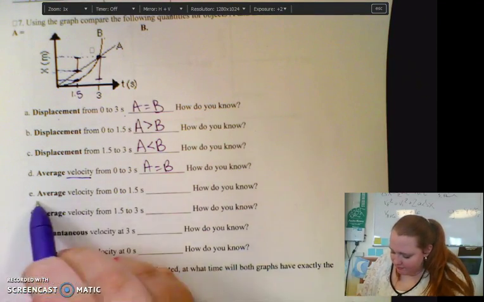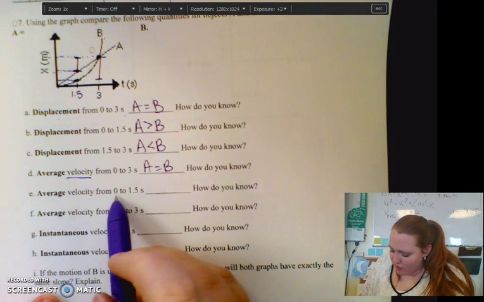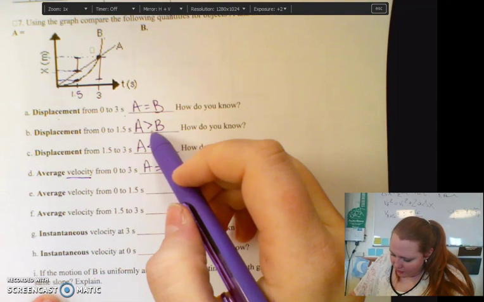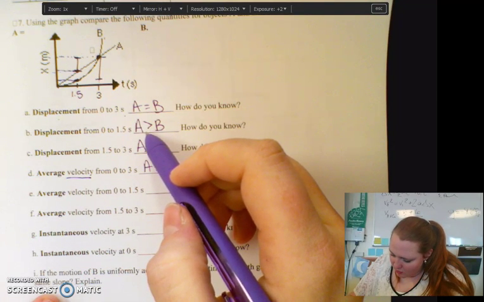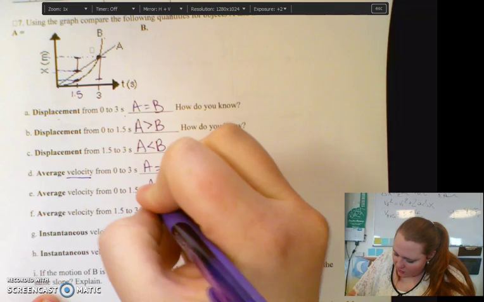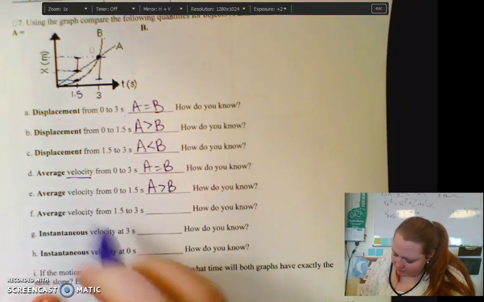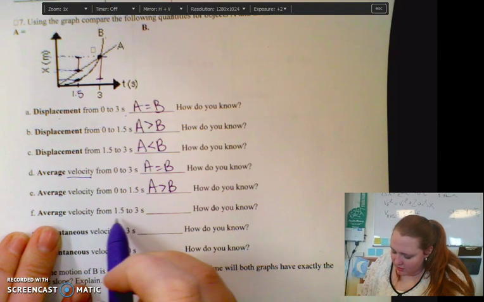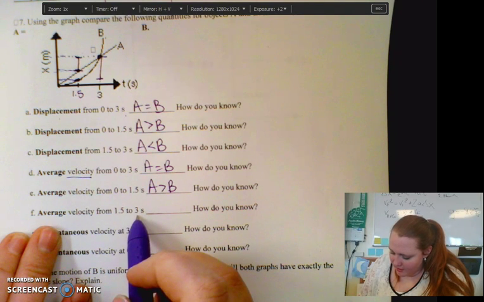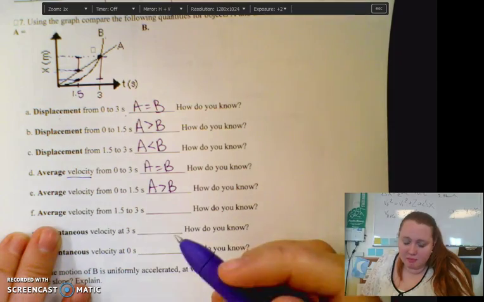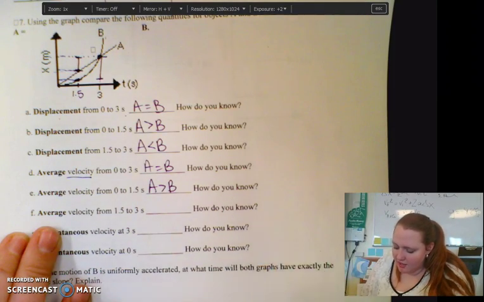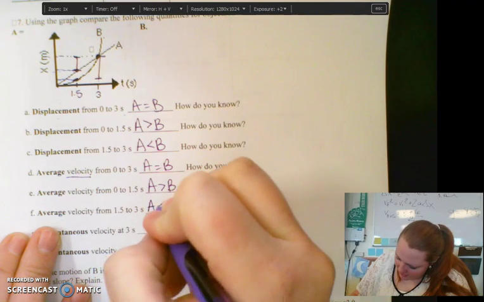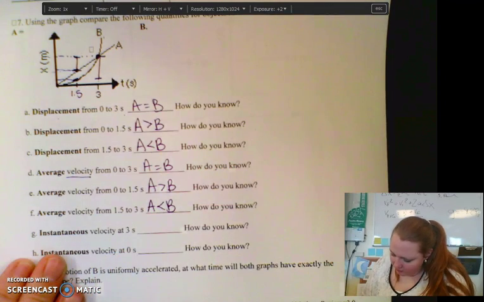And E is very similar. The average velocity from 0 to 1.5 seconds. Well, A has a greater displacement from 0 to 1.5, so A is going to have a greater average velocity. Here, A has a smaller displacement from 1.5 to 3 seconds than B, because remember, B is speeding up, so his velocity is getting faster and faster, so we have A is less than B here.